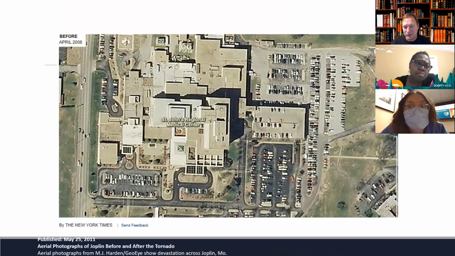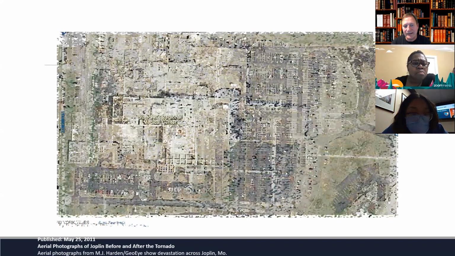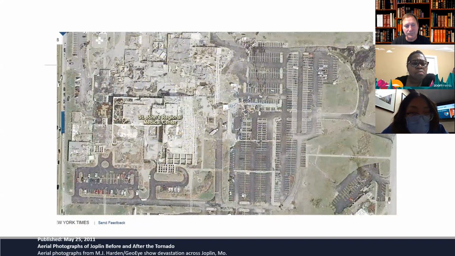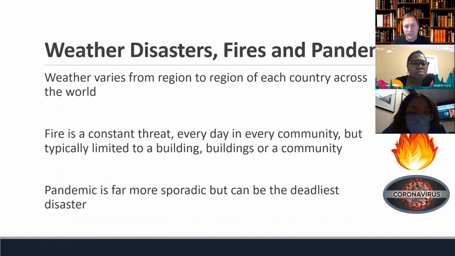And this is just another image of what the hospital looked like before and after the wind damage.